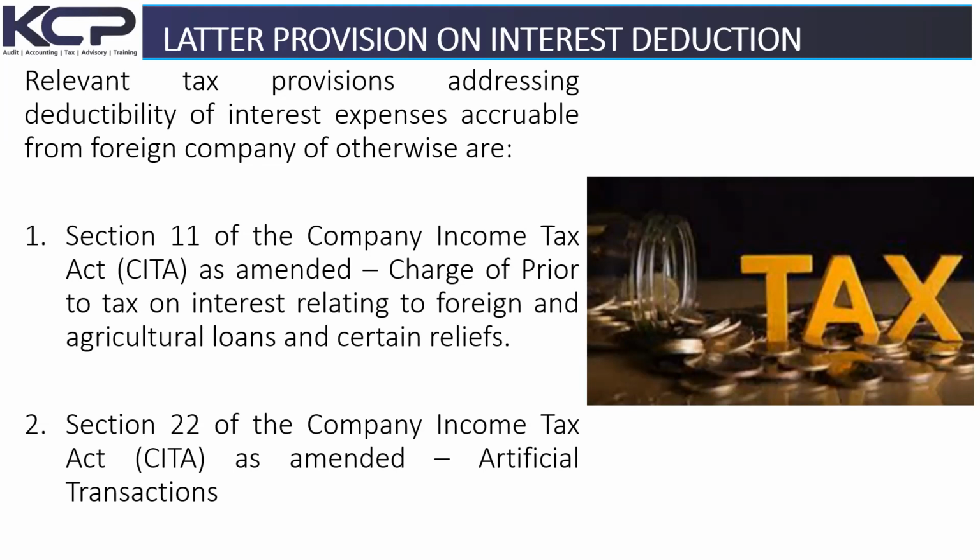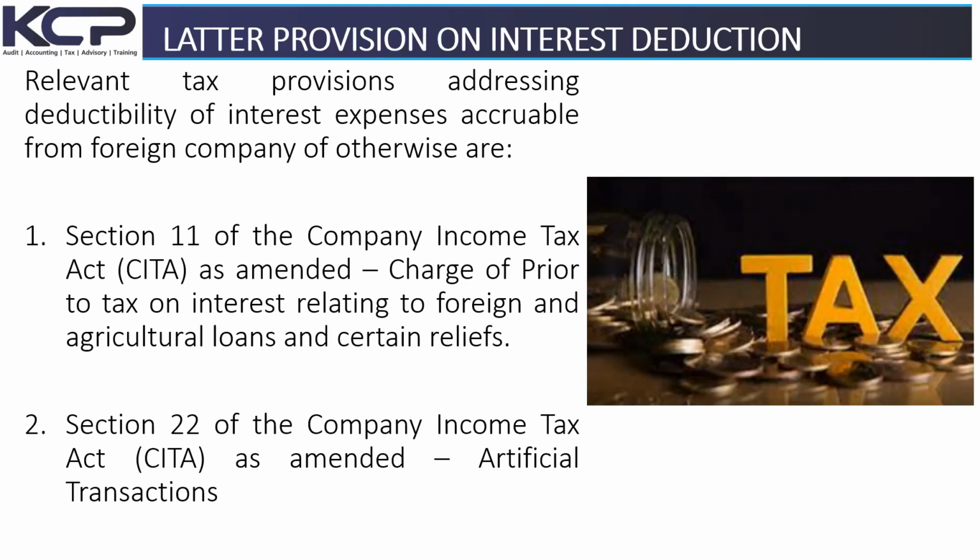So Section 11 of the Company Income Tax Act, as amended, speaks to instances where there is a charge of interest relating to foreign and agricultural loans and certain reliefs. So this speaks to instances where you have obtained a loan, whether from a foreign source or otherwise, but these loans are actually used for agricultural purposes or given to those operating in the cottage industry or the manufacturing ones.